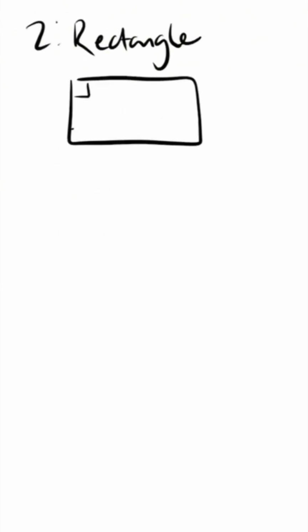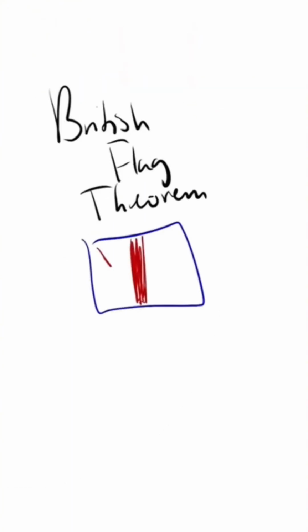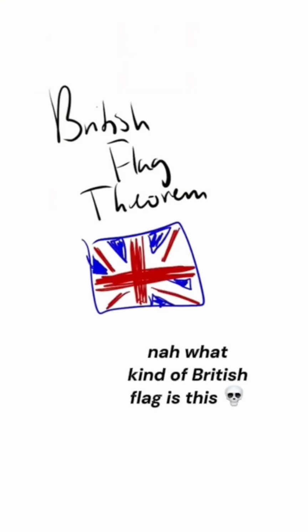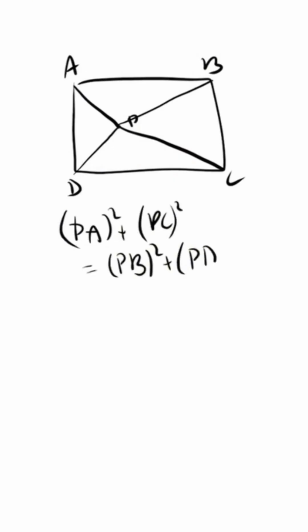Then we have the rectangle, very similar to the square, where all of its angles are right angles, but it has two pairs of equal sides instead of all of its sides being equal. Its area is BH, where B is the base and H is the height, and its perimeter is 2B plus 2H. An interesting property of the rectangle is the British flag theorem, where if we have rectangle ABCD where P is a random point in the rectangle, PA squared plus PC squared equals PB squared plus PD squared.